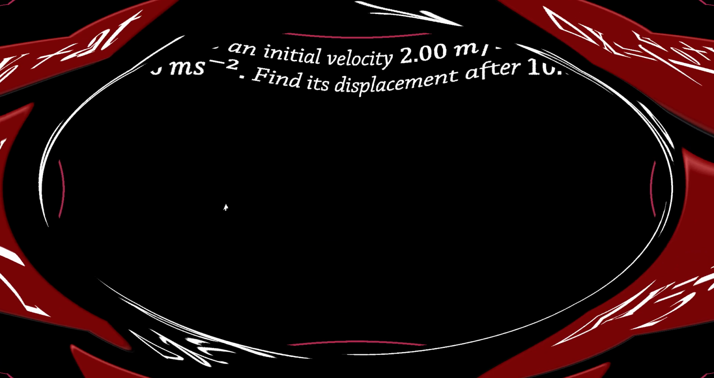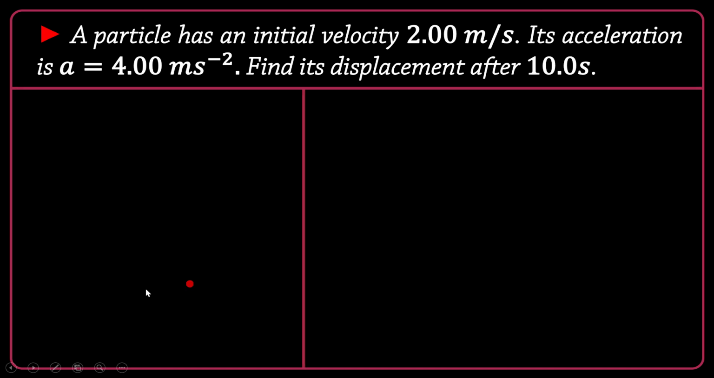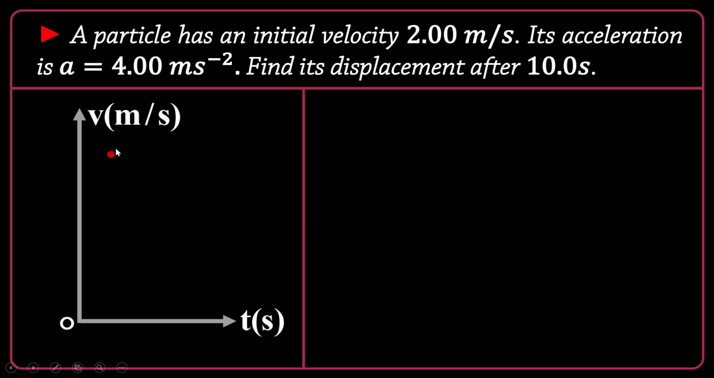Let's start. A particle has an initial velocity of 2 meters per second. Its acceleration is 4. Find the displacement after 10 seconds. Okay. First, graphical approach. You remember velocity-time in constant acceleration must be a line starting from initial velocity. Here, initial velocity is given to be 2, so the line will start from 2. Acceleration is positive and it's 4, so the slope of this line will be 4.